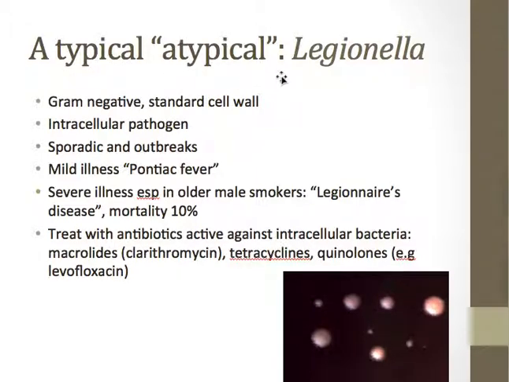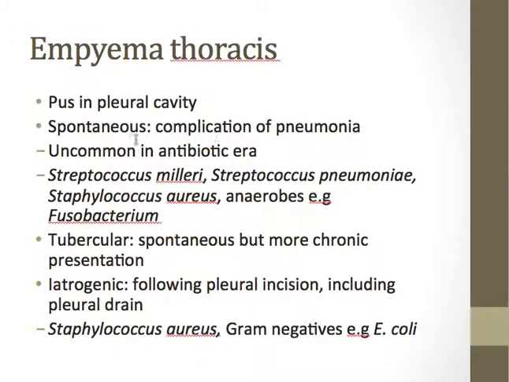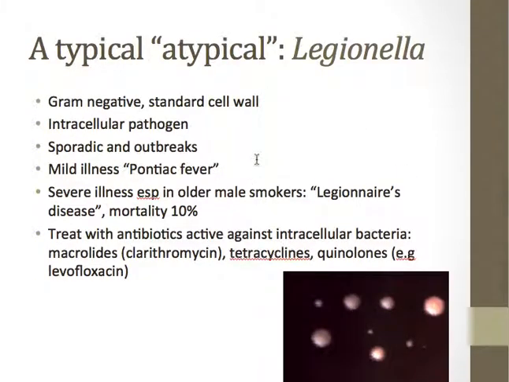Confused yet? Good. Right, Legionella, important cause of hospital severe pneumonia, both hospital acquired and community acquired. However, the bug has a standard cell wall. It's a gram-negative bacterium, but it is an intracellular pathogen. The disease occurs both sporadically and in outbreaks, and there can be a mild form, which is known as Pontiac fever, which essentially looks like influenza. Legionella can also cause a very severe illness, especially in older male smokers, and that's classical Legionnaire's disease, which has a mortality of about 10%.